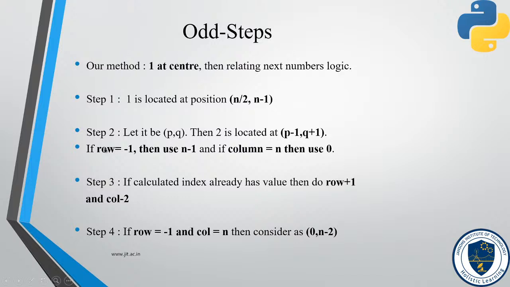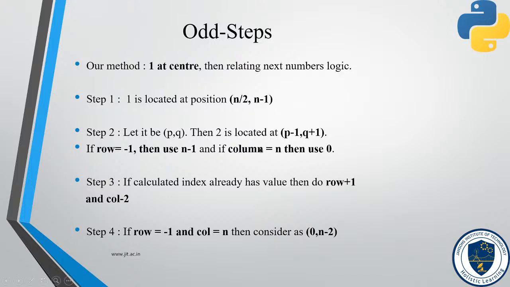If the row value is a negative value, that is minus 1, if you are reaching minus 1, then we'll be using n minus 1. That is a circular fashion. You assume that you're starting from 0, 1, 2. After 2, you will be again rotating to 0 itself. So if you're getting a minus 1 value, there is no index of minus 1 in a 3 cross 3 matrix. In any matrix, minus 1 is not there. So you will be using the logic n minus 1.